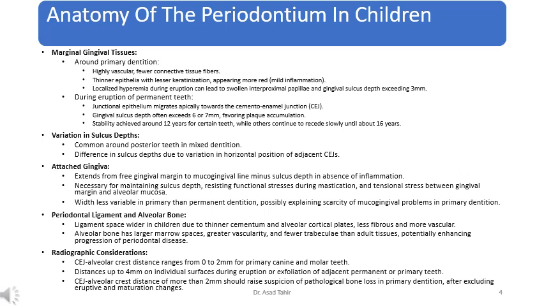Radiographic considerations. CEJ alveolar crest distance ranges from 0 to 2 mm for primary canine and molar teeth. Distances up to 4 mm on individual surfaces during eruption or exfoliation of adjacent permanent or primary teeth. CEJ alveolar crest distance of more than 2 mm should raise suspicion of pathological bone loss in primary dentition, after excluding eruptive and maturation changes.